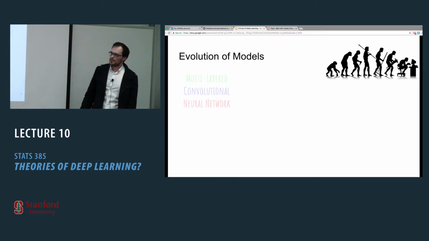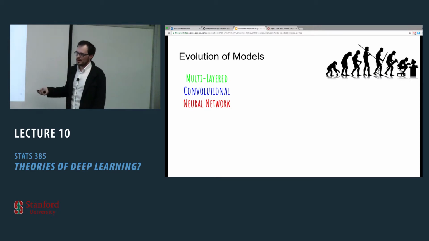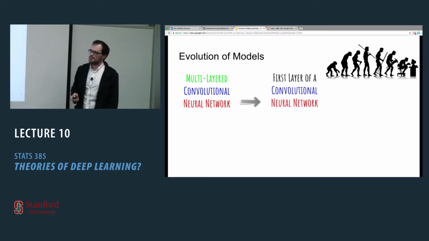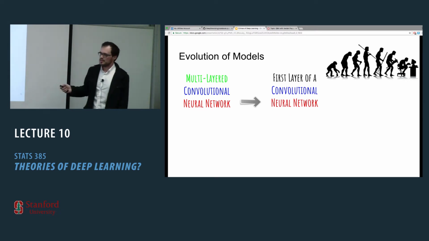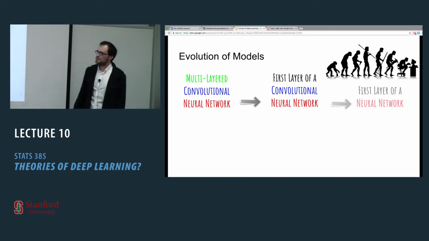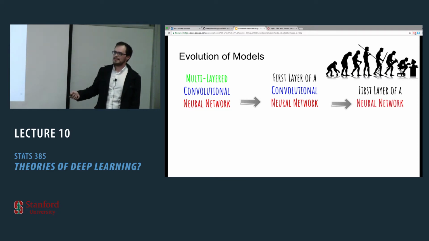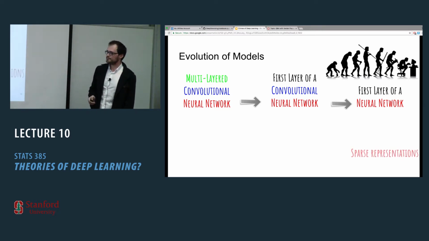Now, what I'm going to talk about is, I'm going to try and explain certain properties of convolutional neural nets. But in fact, convolutional neural nets are too hard to explain. So what I'm going to do is, I'm first going to look at the first layer of a convolutional neural network. But in fact, that's also hard, so I'm going to do another simplification. I'm going to start with the first layer of a fully connected neural network. I'm going to show the connection between this first layer of a neural network and the sparse representation model.